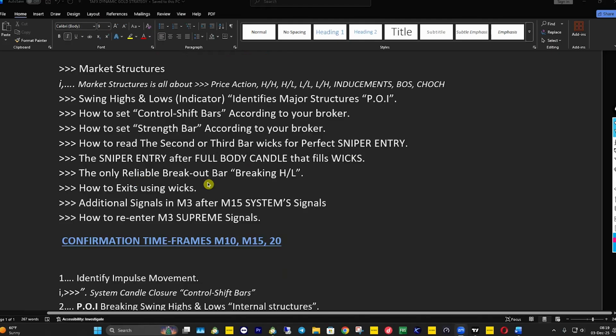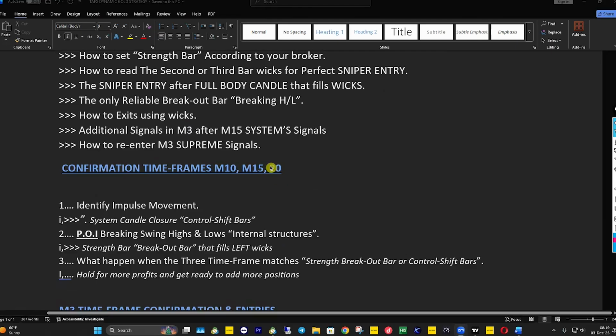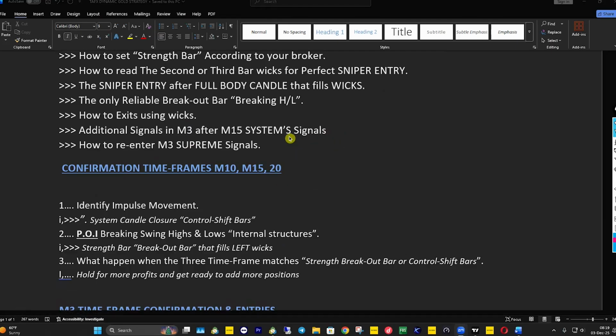The other thing is the only reliable breakout. Not every breakout is reliable, but the only reliable breakout is the bar that breaks higher lows. When I say it breaks higher lows, the higher lows also work like support or resistance, supply or demand. All right. So how to exit using wicks? How you exit the market by reading the wicks before exiting, not just an exit.